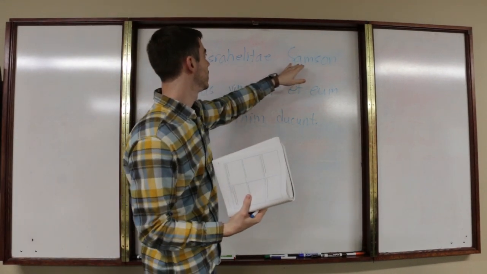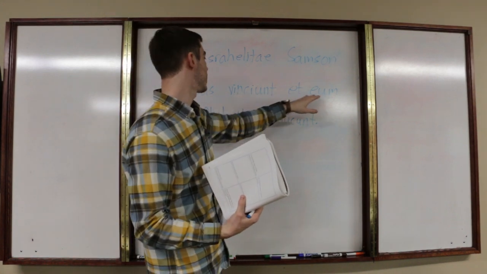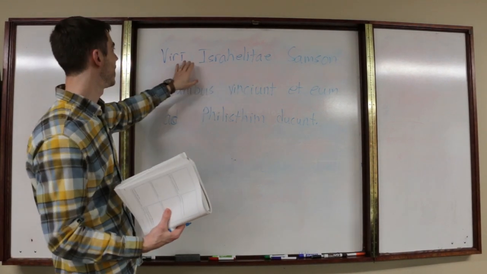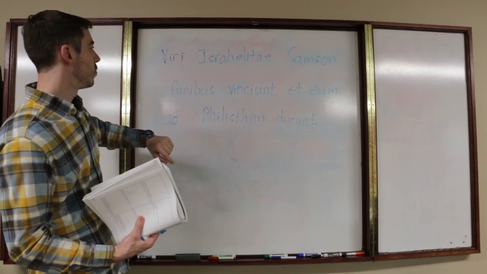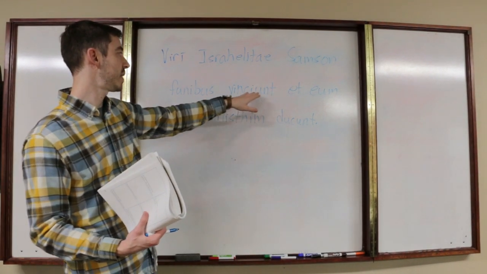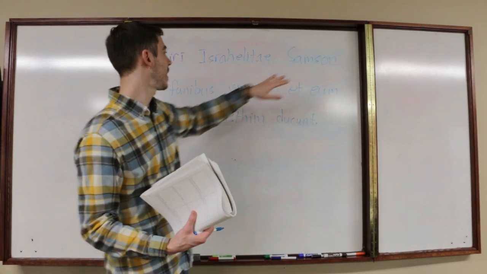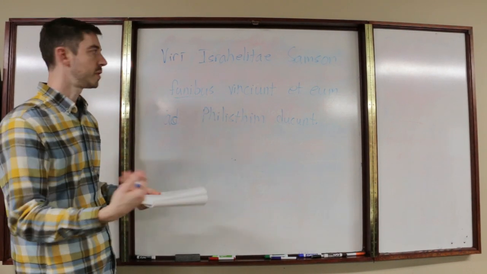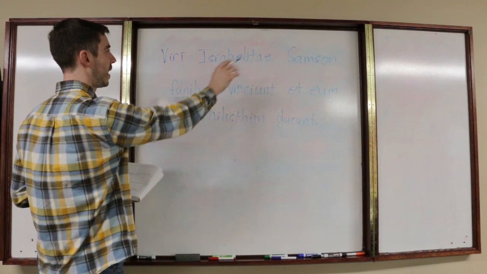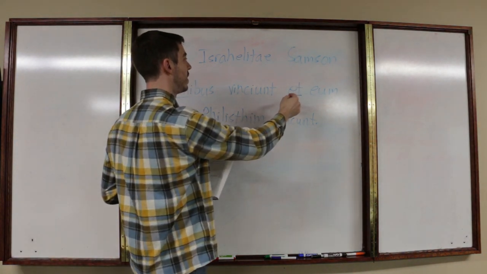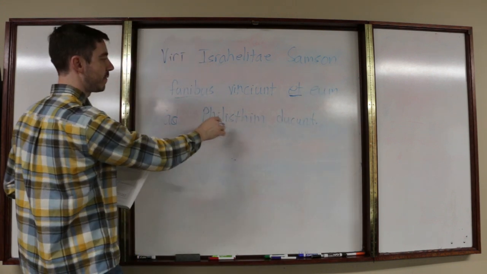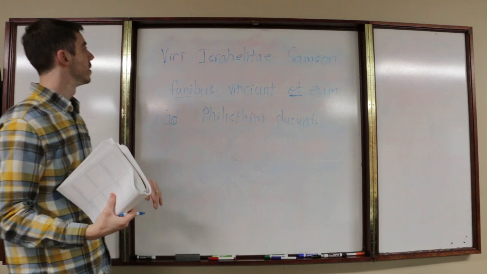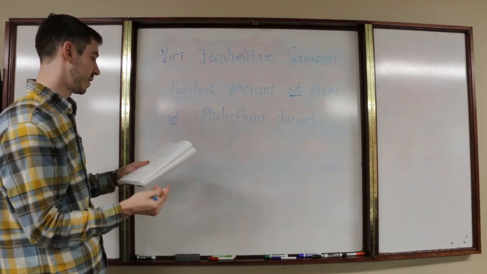Viri Israelitai Samson funibus vinciant et eum ad Philistim ducant. So, viri Israelitai, the men of Israel, they do what? They vinciant. So remember, this is from vincit. They tie. So they tie Samson funibus, with a rope. So this is in the ablative case. And remember, ablative uses by or with. So the men of Israel, they tie Samson with a rope. Et means and, and eum, him, ad Philistim ducant. To the Philistines they lead. So this is from ducit. So they tie Samson with a rope and they lead him to the Philistines.